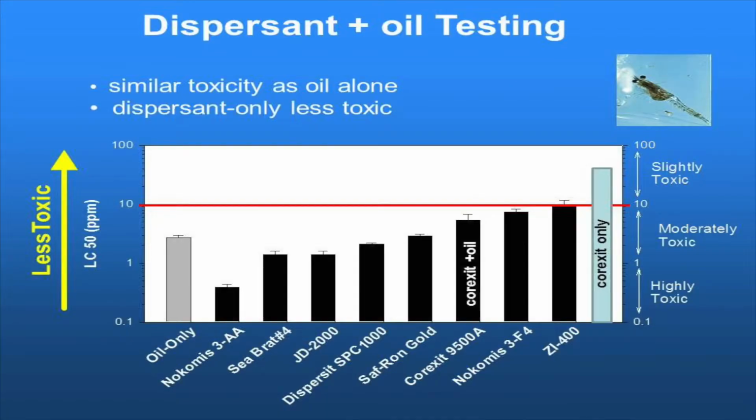This is the same kind of toxicity data. Again, less toxic. Remember, all the dispersants were above this 10 ppm line. All of the oil only, Louisiana crude oil only here, and then dispersant mixed, 8 different dispersants mixed with Louisiana crude. Really pretty similar. And just so you know where Corexit was here, and this is if you just had the dispersant only.